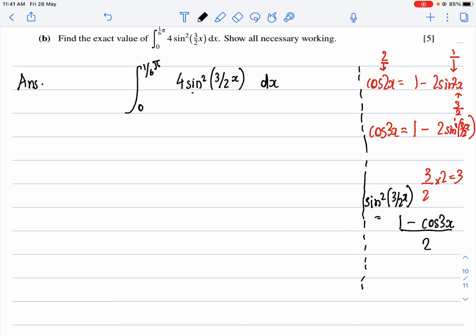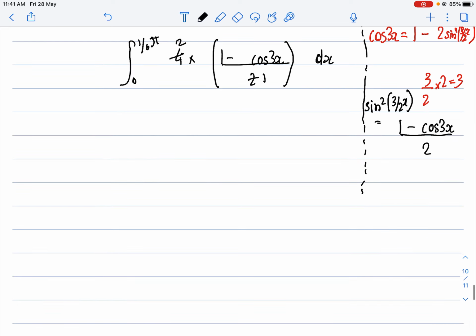So now in the place of sine square 3 over 2x, I can simply substitute this with the limit 0 and 1 over 6 pi with 4 into 1 minus cos 3x over 2 dx. Now I can simply cancel, 2 ones are 2, 2 twos are here. So I can basically write this as 2 into the integration of 0 to 1 over 6 pi of 1 minus cos 3x dx.